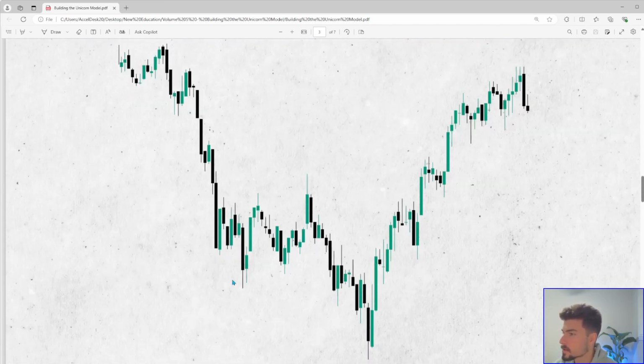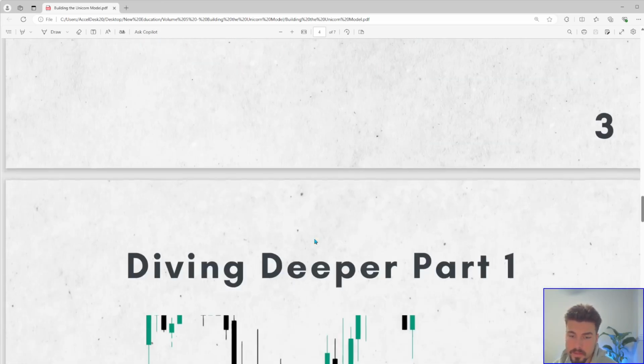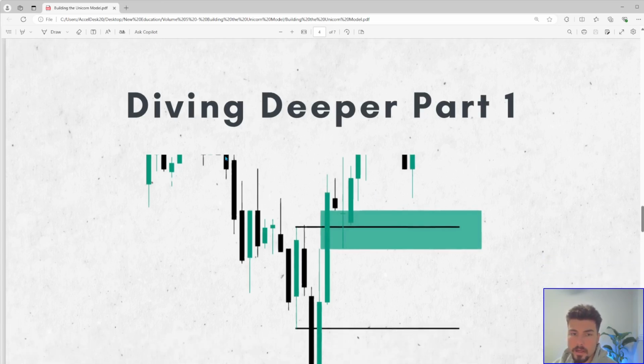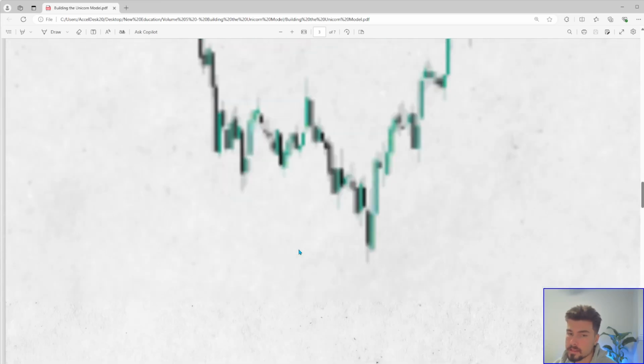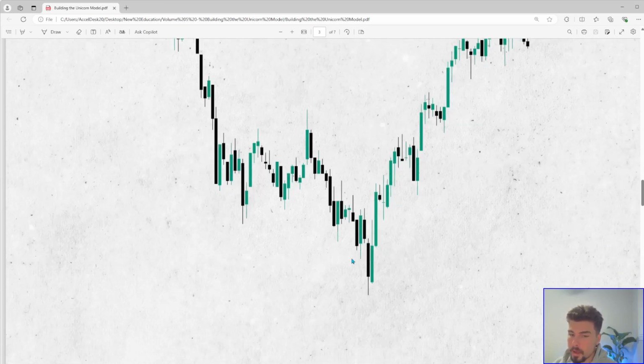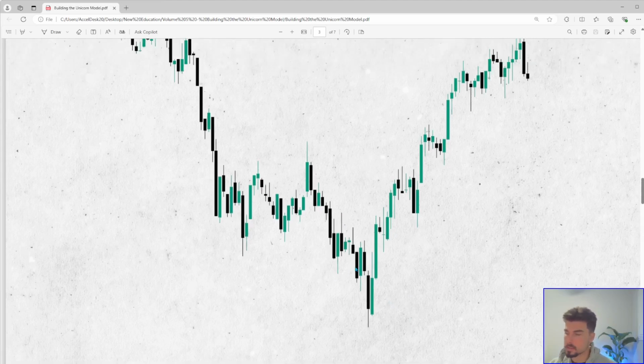There are a few PD arrays that we can talk about, and I want to talk about the typical unicorn model so we can discuss that. Now, diving deeper into this example, we can see, of course, price is stepping down, stepping down, stepping down, and then at some point in time, we have this. Now this here is just a smart money reversal. It's simply where price turns.